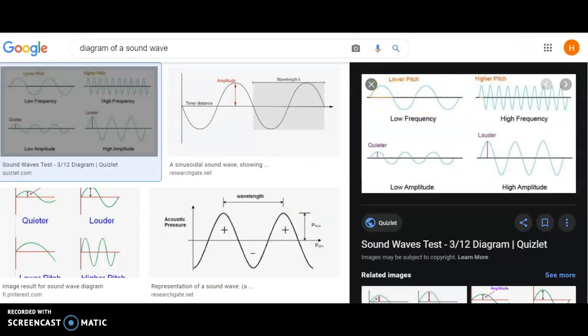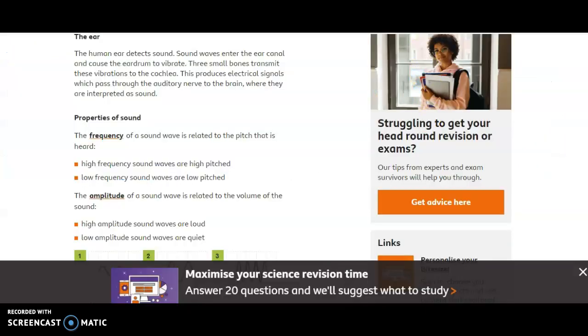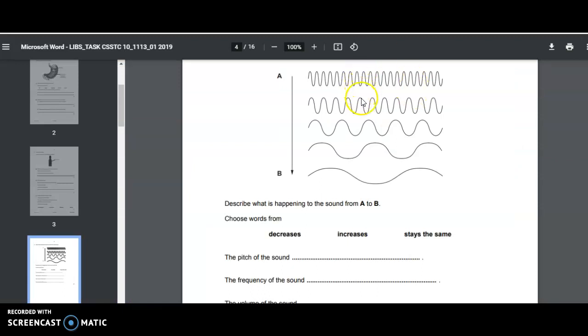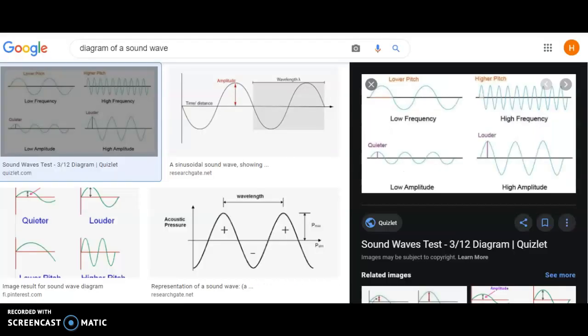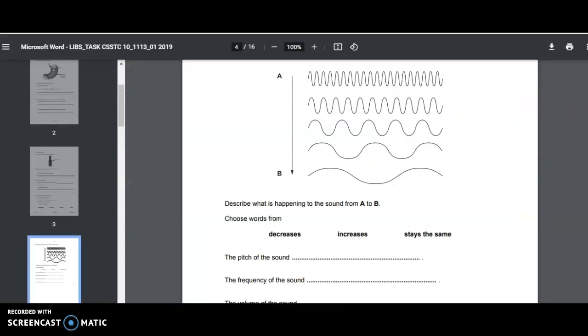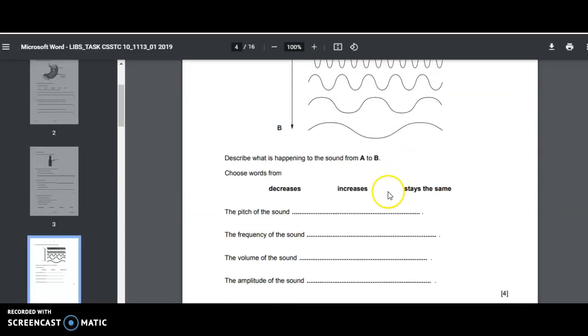pitch like this and higher pitches like that, so we know that obviously the pitch is decreasing. Next one, frequency. Well, we know that frequency and pitch are related, so that too is going to be decrease. So we have decrease, decrease, and the volume. Well, what did we learn about volume?